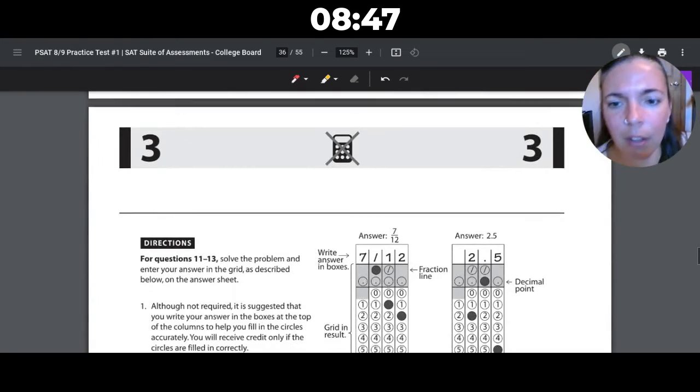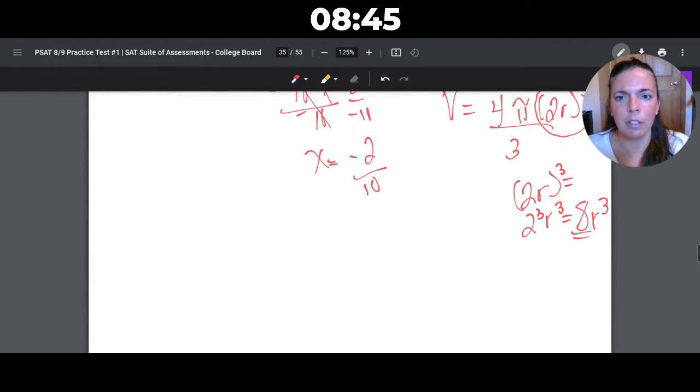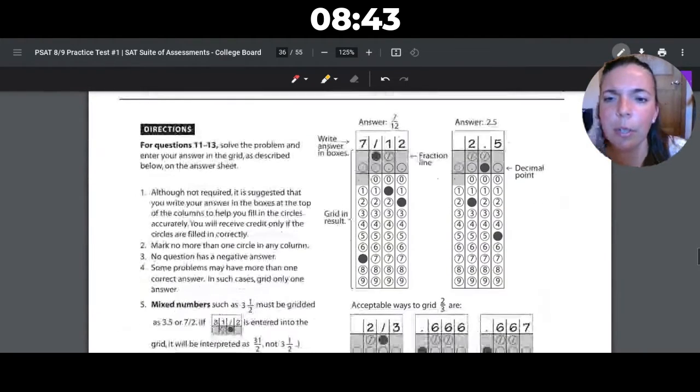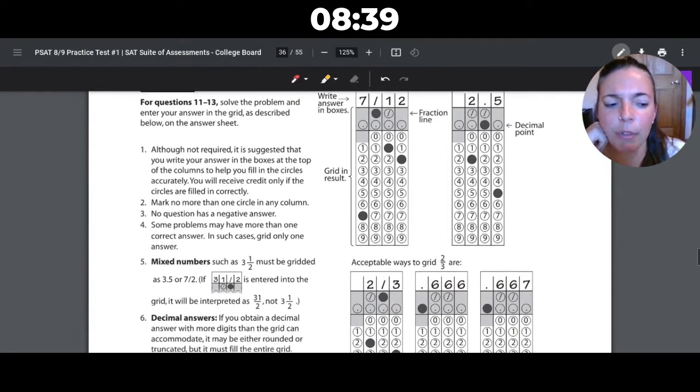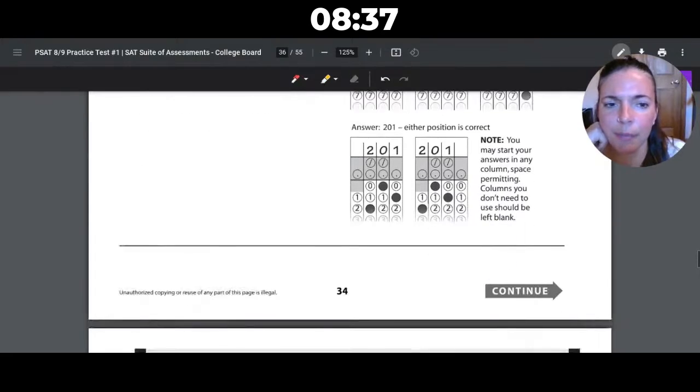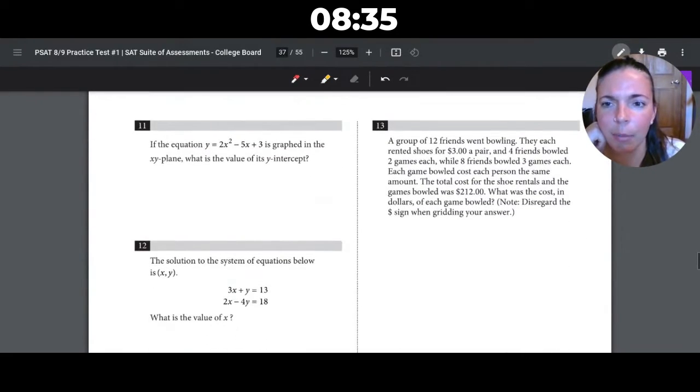Okay, we are moving right along here. Oh, okay, here we go. So for questions 11 through 13, it looks like we have some free response questions. So number 11, if the equation y equals 2x squared minus 5x plus 3 is graphed in the xy plane, what is the value of its y-intercept?